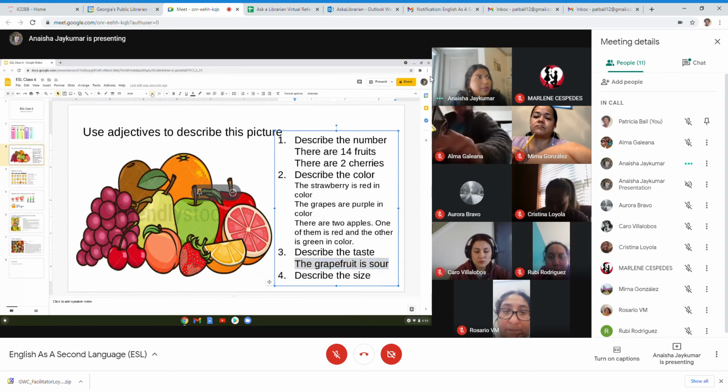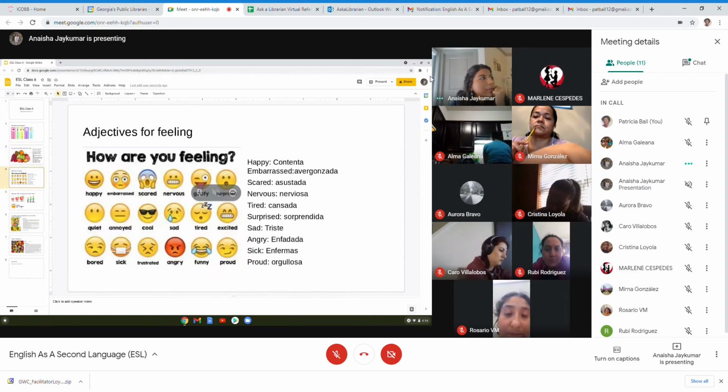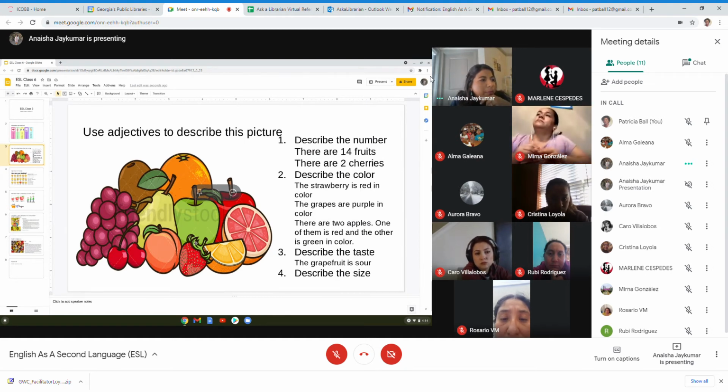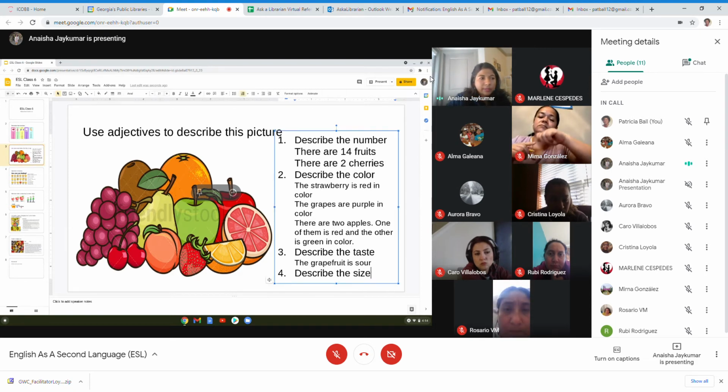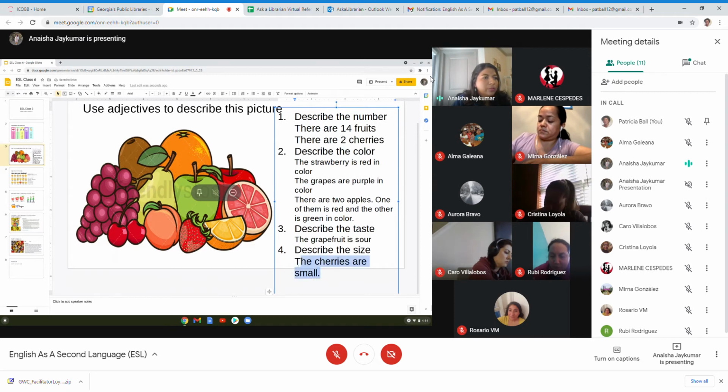Another way to describe something is to use an adjective for the size. Size can be a lot of different kinds. Like you have a large apple or a small apple. You can see the green apple is a little smaller than the red apple. So small or smaller is an adjective. You can say the cherries are small. Small is again an adjective. Let's write that down so you can remember that. The cherries are small. So small is the adjective.